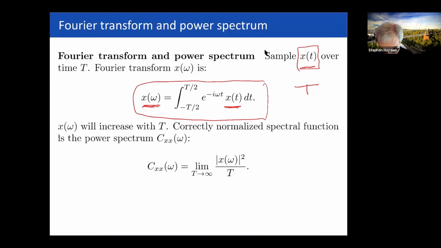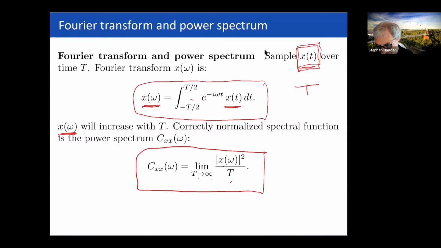So we've got the X of omega. If we increase t, obviously X of omega would increase. So the correctly normalized spectral analysis function that we will use is defined here. We do the Fourier transform over the range, we divide by t, and as t goes to infinity, we're going to get a Fourier spectrum from our physical variable measured as a function of time.